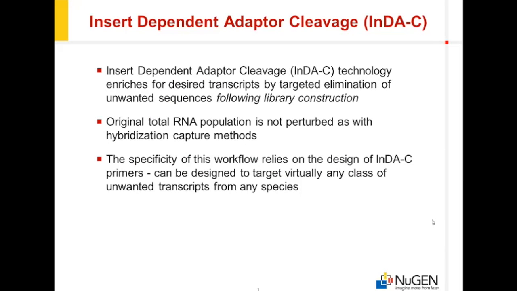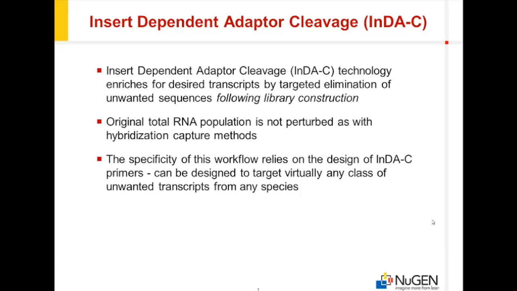What's unique about the mechanism by which the InDA-C approach takes place is we deplete transcripts that are not desired in the final library after library construction. So there is no interference with the original total RNA population, as would be the case with different types of hybridization capture methods. The specificity of this workflow relies on the design of specific InDA-C primers, which I'll describe in workflow slides in a moment.